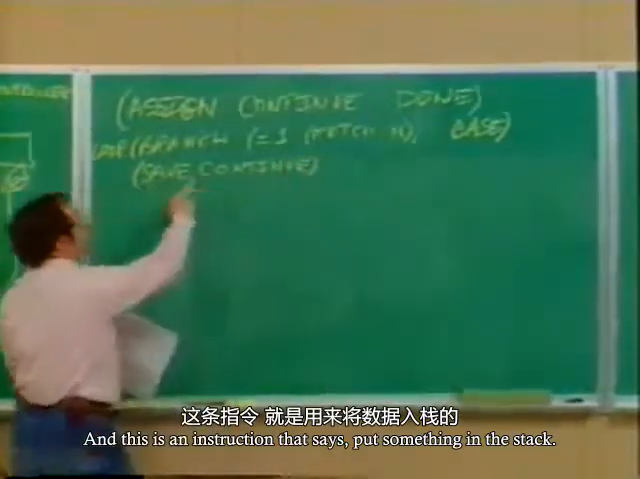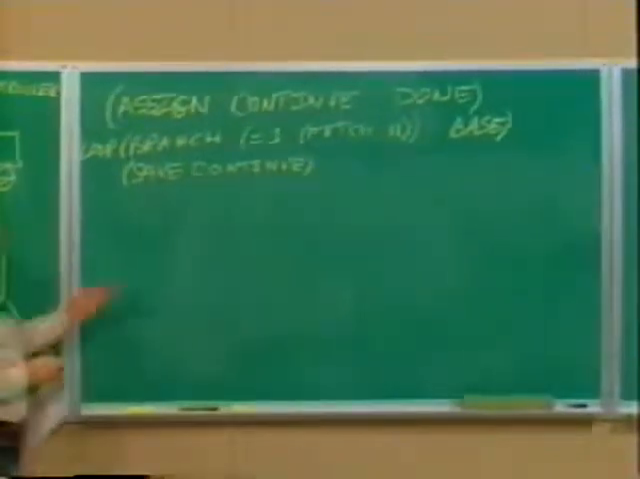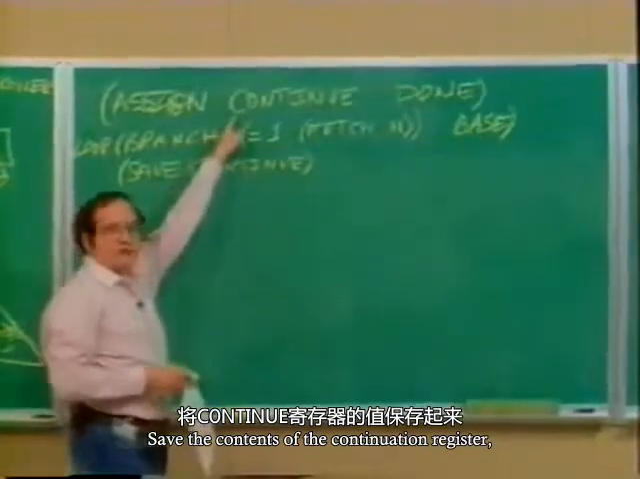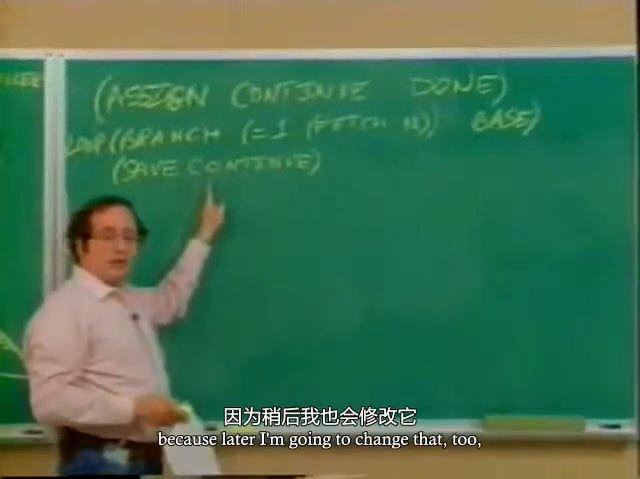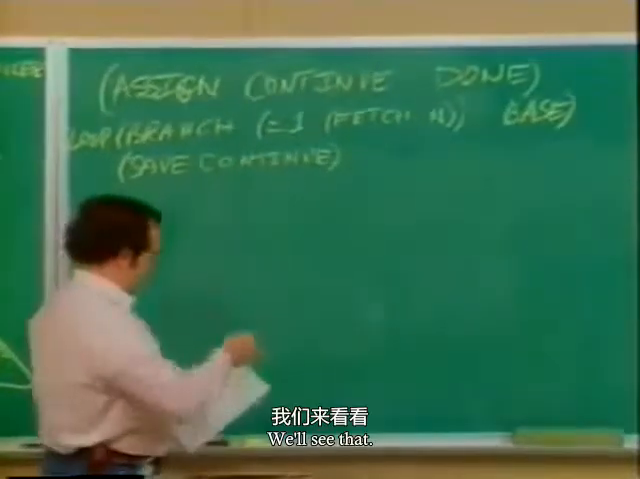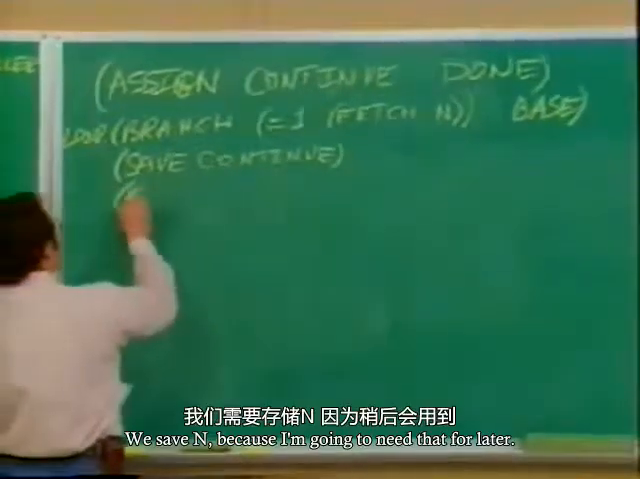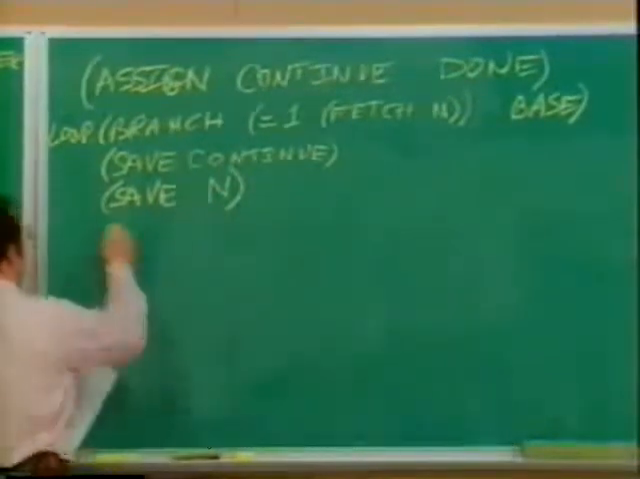And this is an instruction that says, put something in the stack. Save the contents of the continuation register, which in this case is done. Because later I'm going to change that too, because I need to go back to after fact as well. We'll see that. We save n, because I'm going to need that for later.